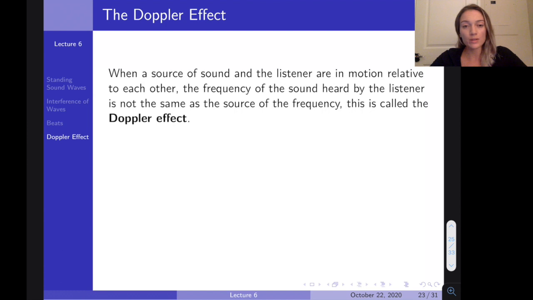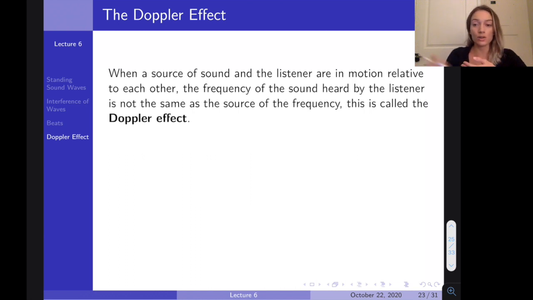Okay, so now we're going to talk about something very important, which is called the Doppler effect. The Doppler effect affects all kinds of waves and sources of waves that are moving relative to each other. If you're in your car and an ambulance or police siren is getting closer to you, you start hearing a higher frequency as it gets closer, right? And then as it passes you and goes away, you start hearing a lower frequency.